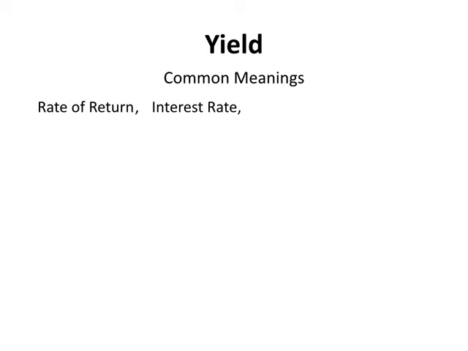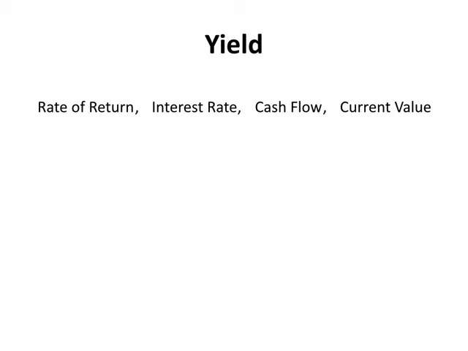In the fixed income markets, there are four different, though not unrelated, meanings associated with the word yield: rate of return, interest rate, cash flow, and current value. There are a few other obscure references, but these four are the meanings most commonly associated with the word yield in the fixed income markets.